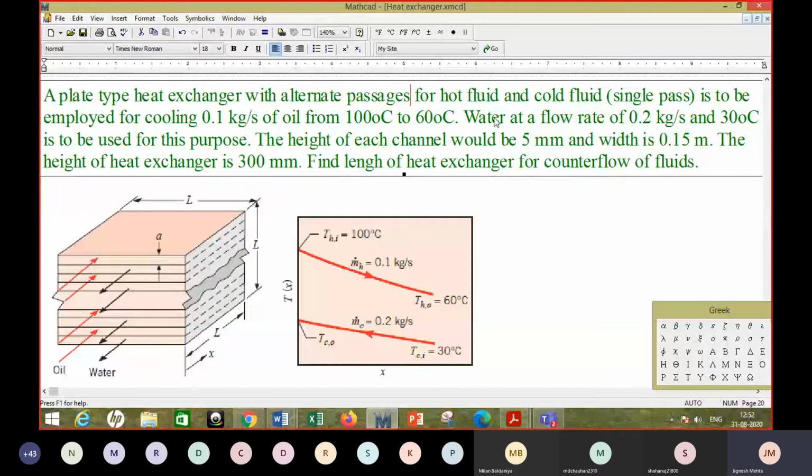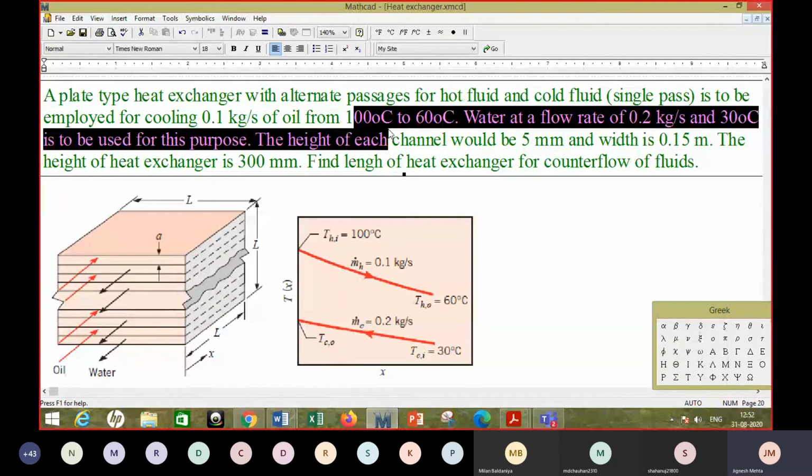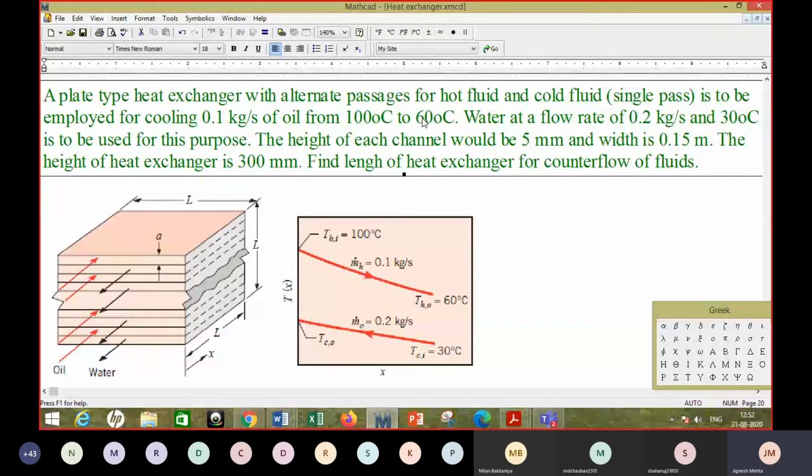But here it is a single pass and counterflow heat exchanger, and the flow rate of the oil is 0.1 kg per second, and it enters at 100 degrees Celsius and you want to cool it to 60. That's the requirement of your process. It should go to another component where you are, let's say, providing oil for lubrication. So you have to provide the lubrication between 60 and 100 degrees only. So in that case you supply it at 60.